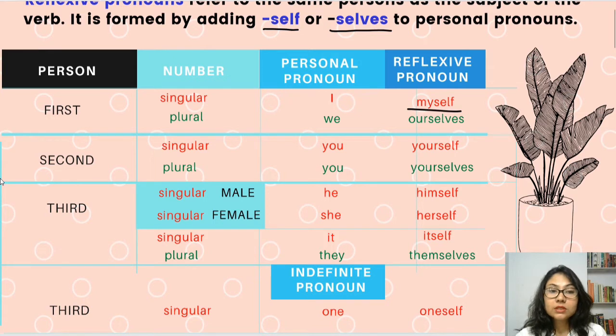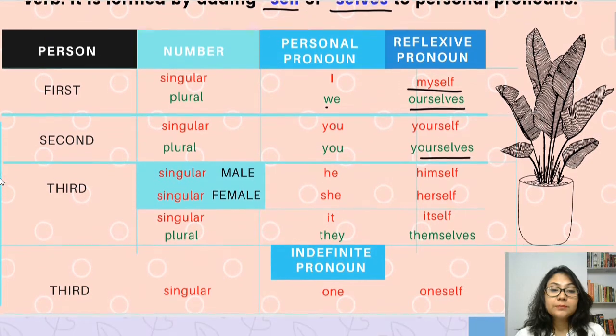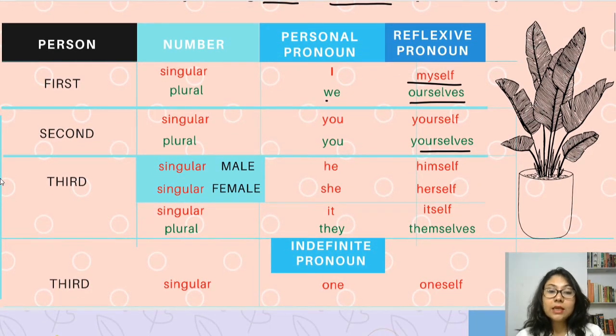First person, plural number, personal pronoun we, the reflexive pronoun is going to be ourselves. Now, second person singular number you, yourself. Second person plural number you, yourselves. Third person singular male, that is masculine gender, the personal pronoun he, the reflexive pronoun is himself. And third person singular number female, that is with feminine gender, the personal pronoun she, the reflexive pronoun is herself.